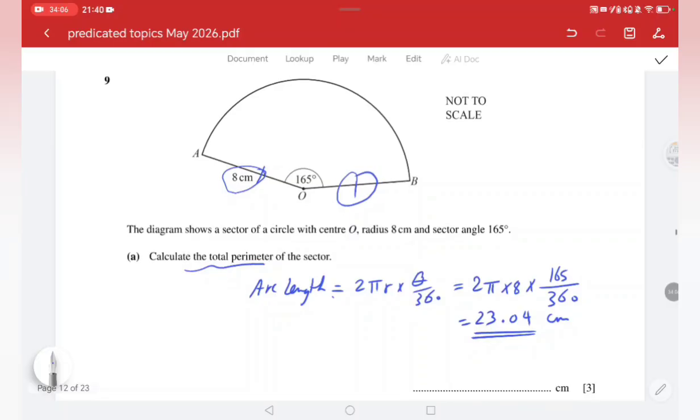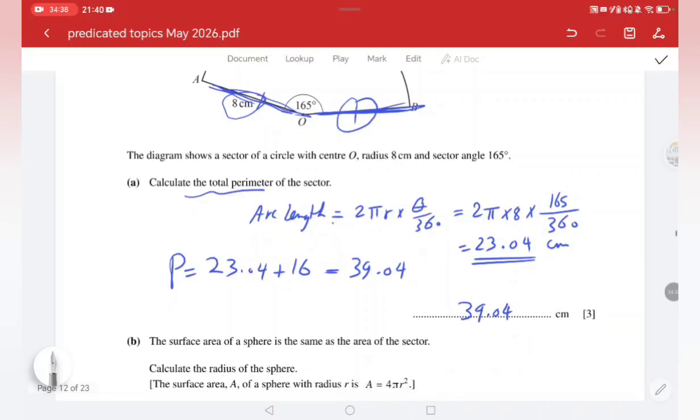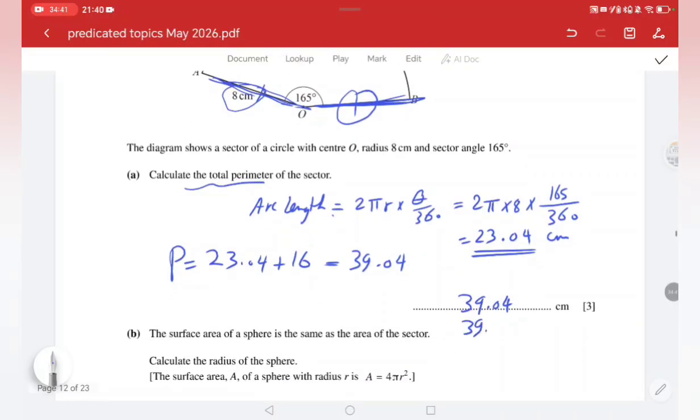Okay, how about the two sides? Perimeter means we have to add these two as well. So the perimeter is 23.04 plus 16. The answer should be 39.04. So 39. Please make it at least 3 significant figures. If you want to write 39, take care, you have to write it like 39.0 to be three significant figures. Don't write only 39.